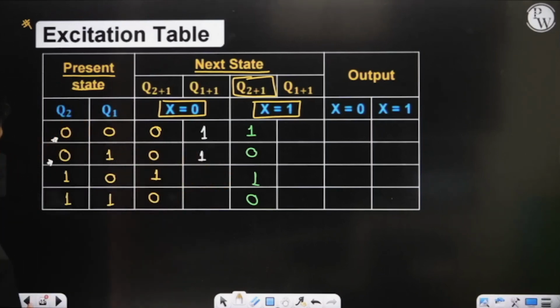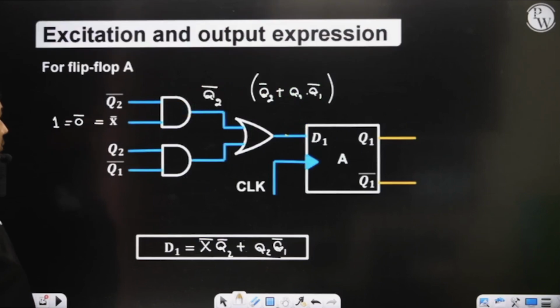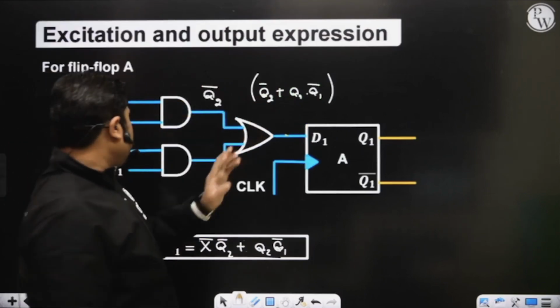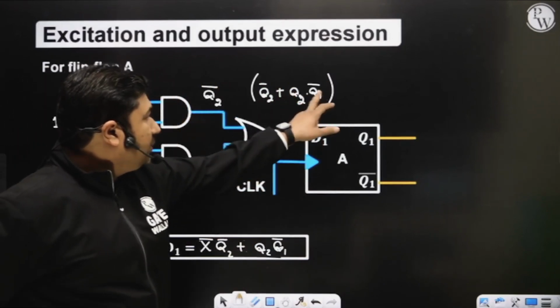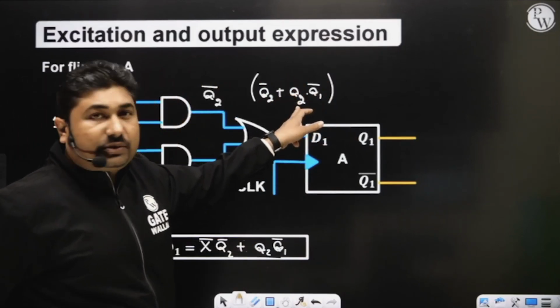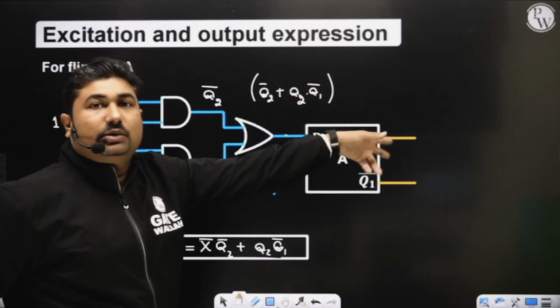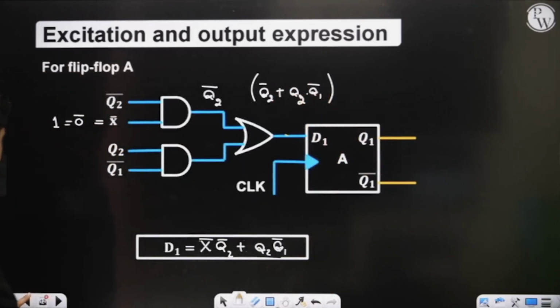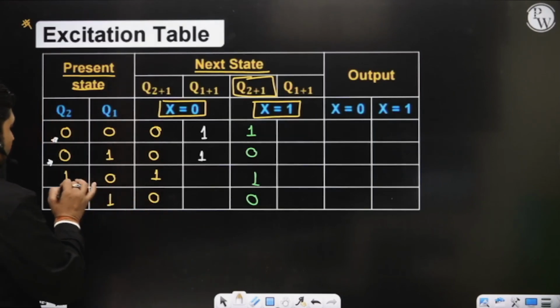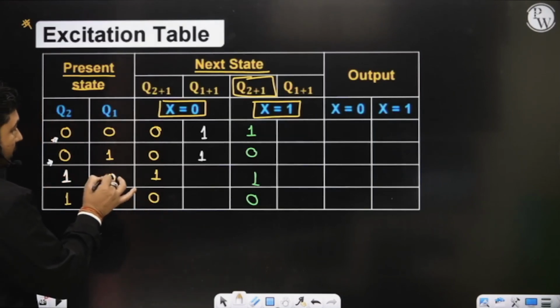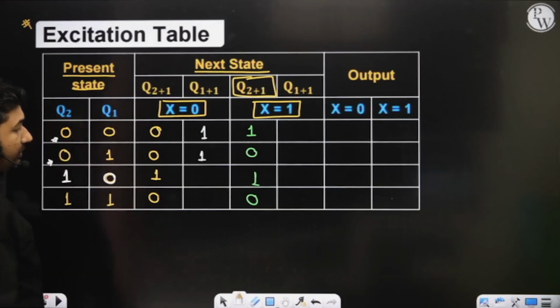Also we have observed it will be high when Q2 into Q1 complement. It means when Q2 is high and Q1 is low, then also your next state is going to be high. So it means Q2 Q1 complement: Q2 is 1 and Q1 is 0, its complement is 1, then also you are getting high only.